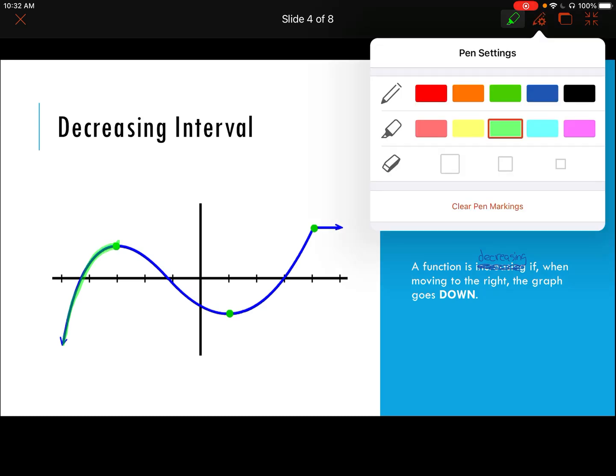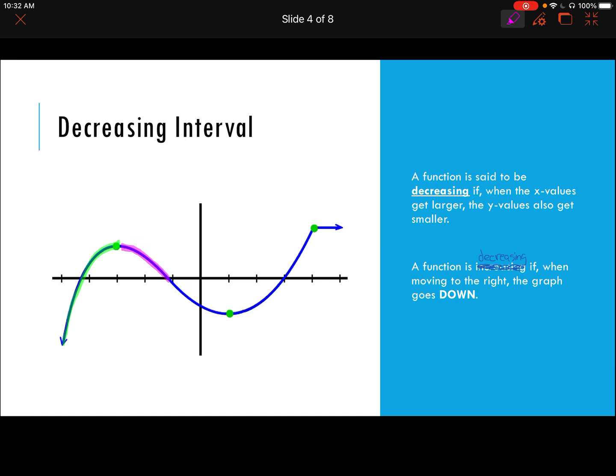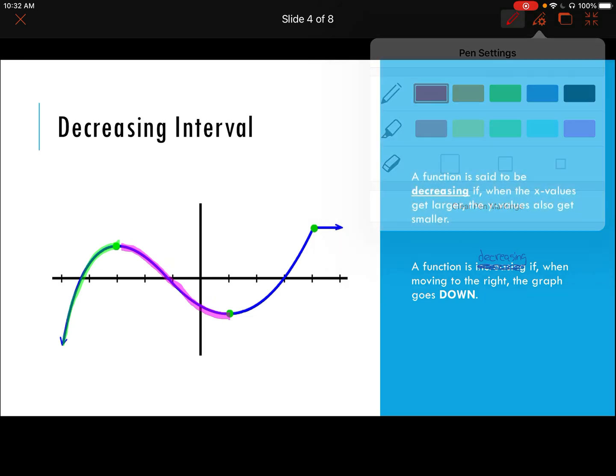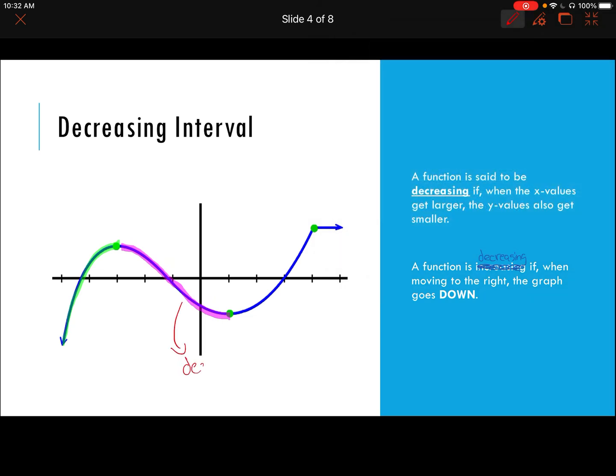But then at x equals -3, let's use pink instead. When x is -3, we're going to start going down until we get to x equals 1. So decreasing is going to be from -3 to 1. And this is always for x values, never y values. So decreasing means that from x equals -3 to x equals 1, the graph is going down. And if we continue to trace the graph, we'll notice that the graph is only decreasing on an interval and increasing, and then we'll talk about constant on the next slide.